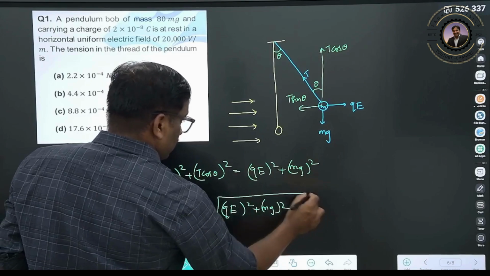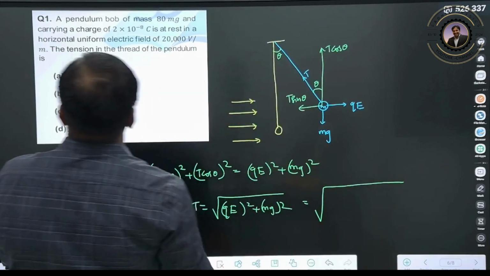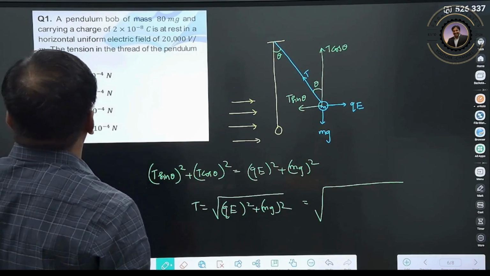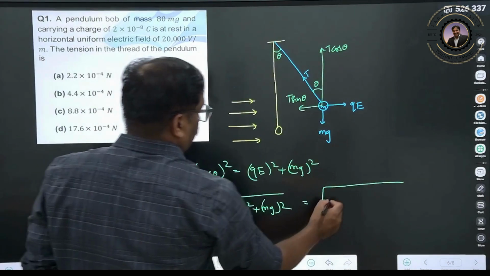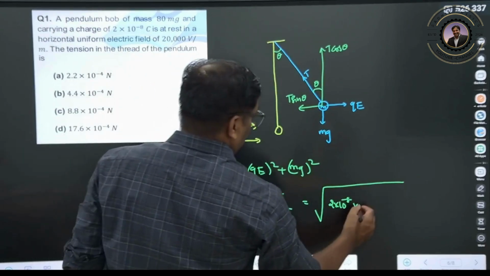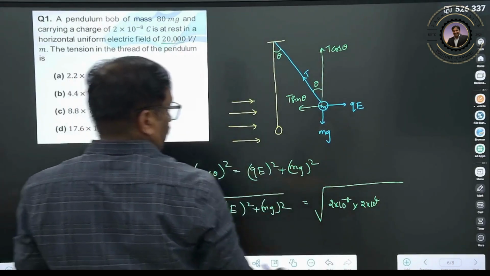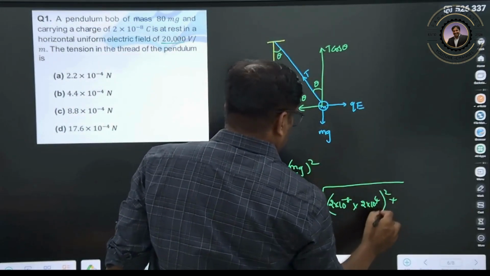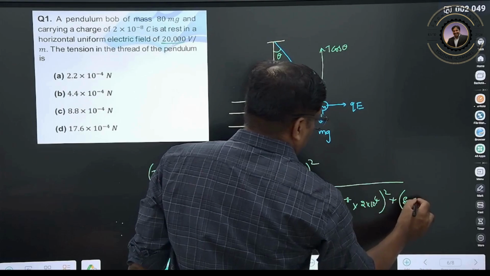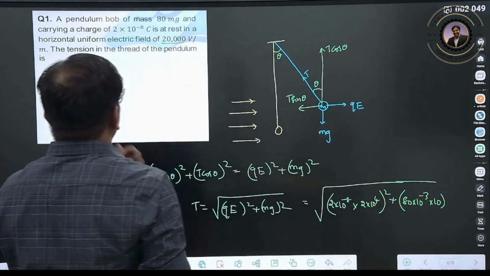Clear? Now we can rewrite it. What is the charge here? The charge is given: 2 into 10 to the power of minus 8, and the electric field is given as 2 into 10 to the power of 4, that is 20,000. It is whole square plus 80 milligrams. 80 means how much? 80 into 10 to the power of minus 3 into 10. Clear? Whole square.